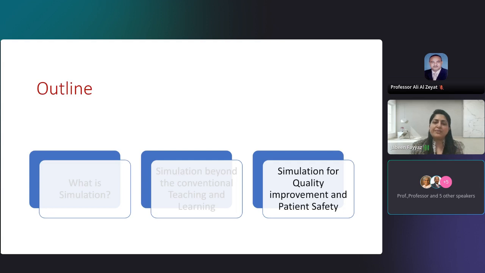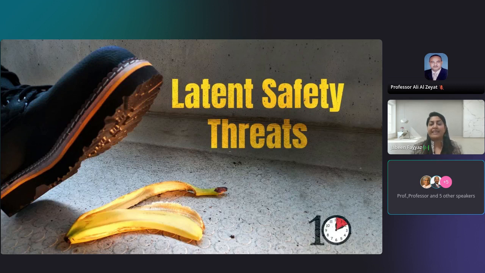Coming to simulation for quality improvement and patient safety, the first thing I want to mention is latent safety threats. So what are latent safety threats? Latent safety threats are threats which are actually present in our environment but have not caused any harm to our patient. For example, there's a banana peel, but until somebody steps on it, nobody will slip.